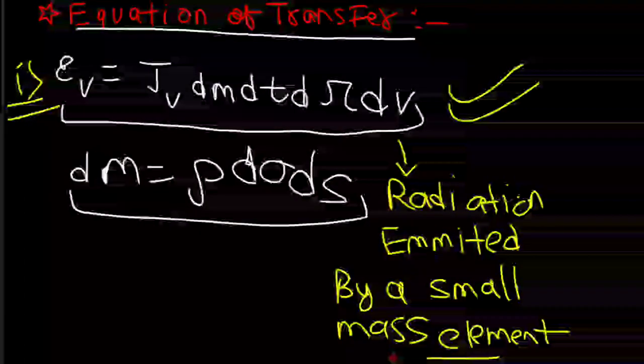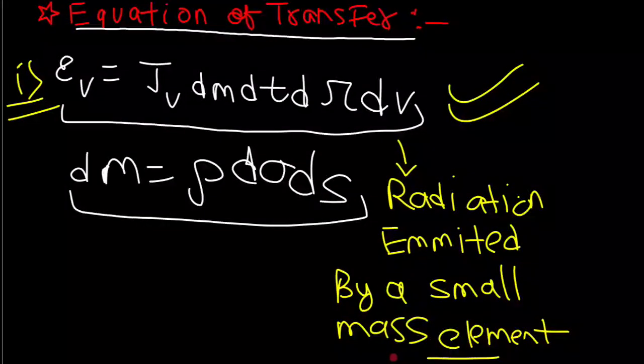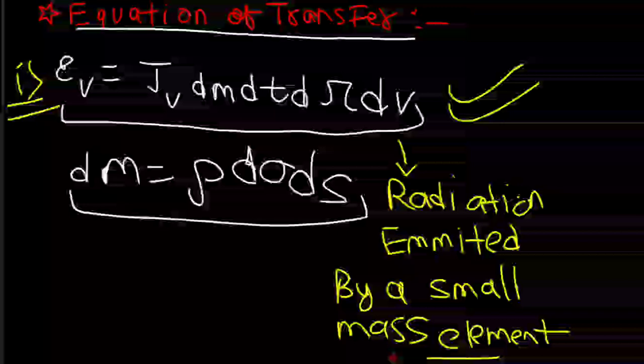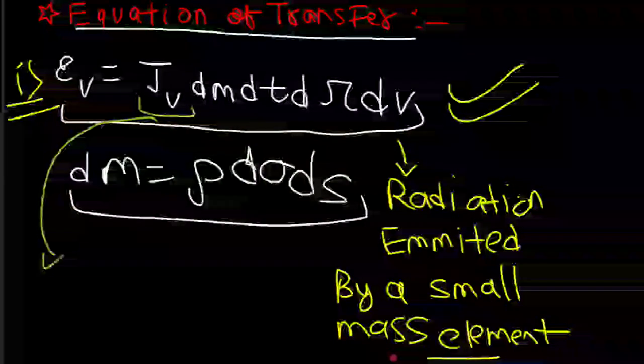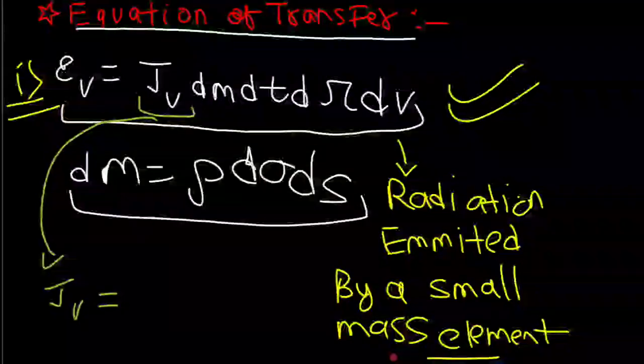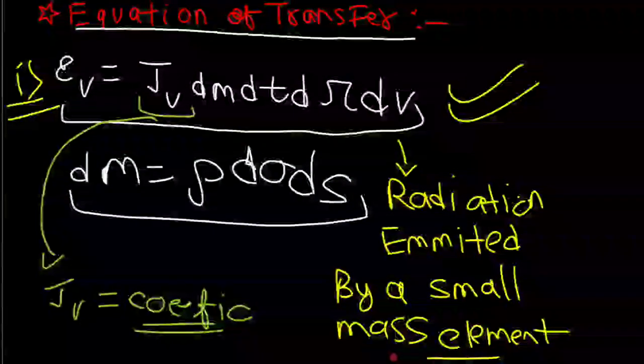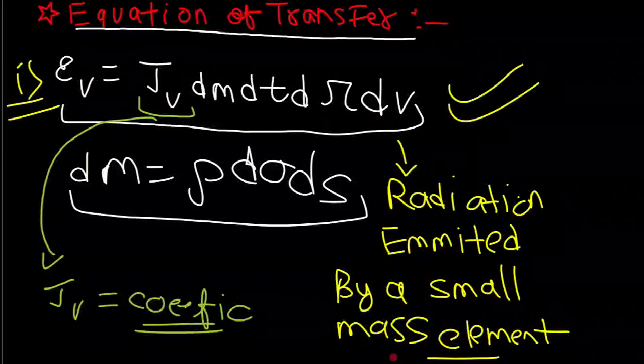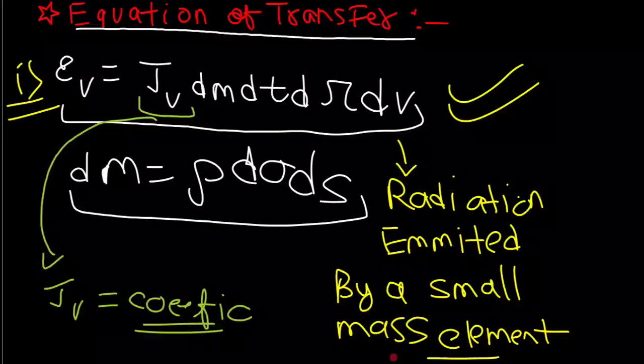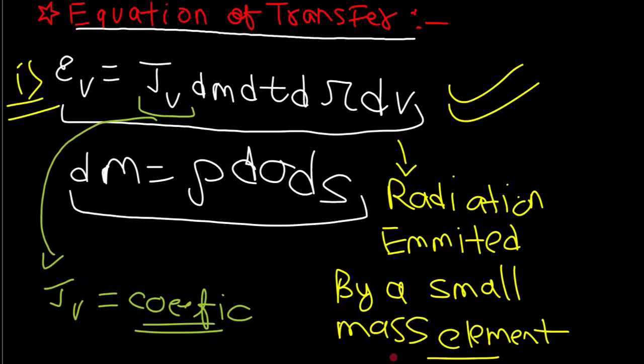Let's write about what exactly this particular term is. This j_ν is the coefficient which makes this quantity an equality, because our energy is directly proportional to dm, dt, the solid angle, and dν, which is the frequency. dν is a very good term to understand this. So our energy is directly proportional to this, and j_ν is a coefficient, a constant that came to hold the equality sign.